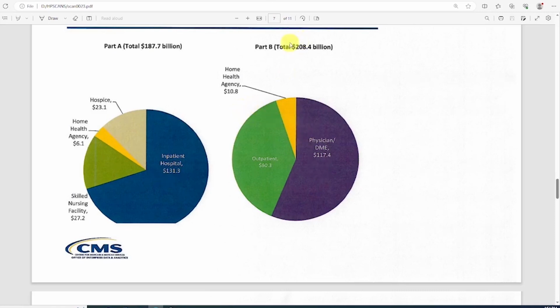Let's take a look at the outpatient, Medicare Part B. So we have about $210 billion. Again, more than half is serving the physician and DME, which is just about half, going to the physician and durable medical equipment, which is about $120 billion.